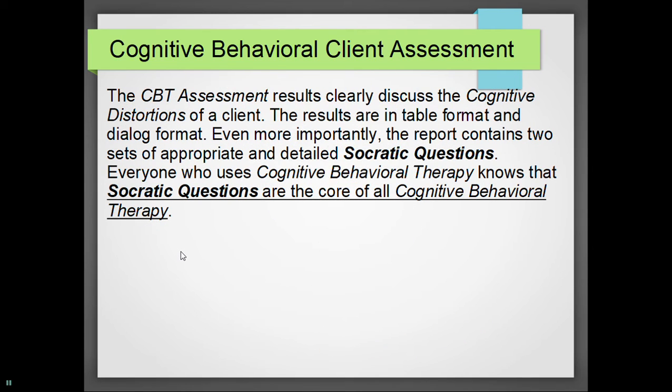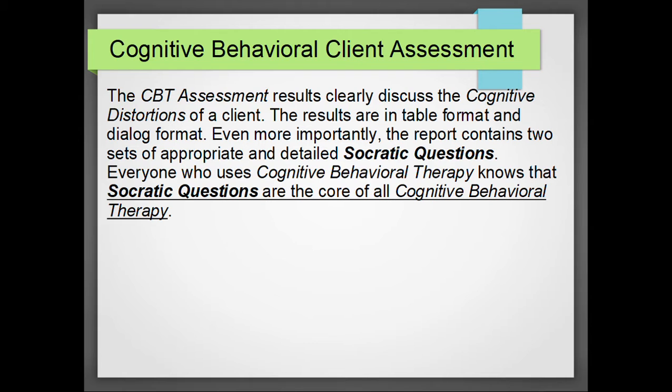So the results clearly discuss the cognitive distortions. It pulls them right out. You don't have to do it yourself. It tells you what they are, tells you how strong they are. You see the results in a table format and a dialogue format. You can give this more than once. In fact, I recommend that you give it a number of times, every time for a while that you see a client, so that you can see the changes. Things might change rather rapidly depending on what you're dealing with.